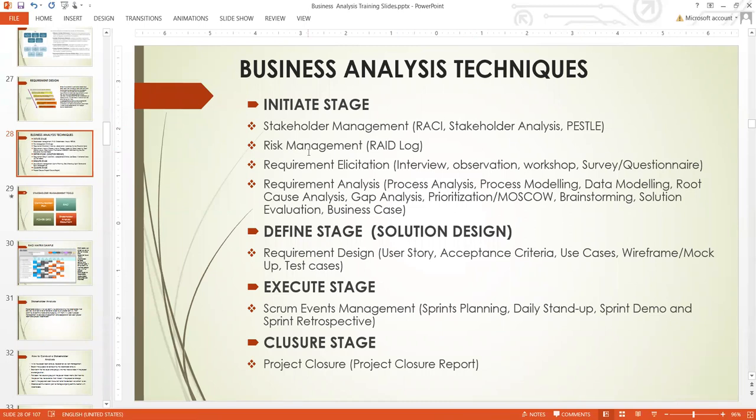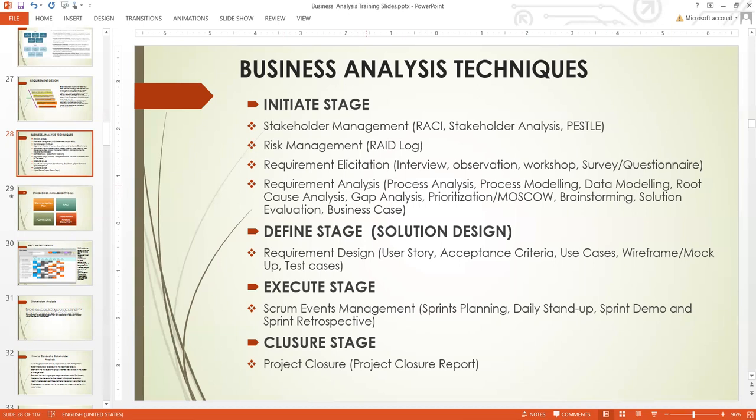Then after that, we have risk management. There are so many ways to manage risk, extensive, but we are going to use the RAID log. It captures a lot. If you know how to use RAID very well, it will capture almost everything you want within your risk management. Then we come to requirements elicitation. We have interview, observation, workshop, survey questionnaire.